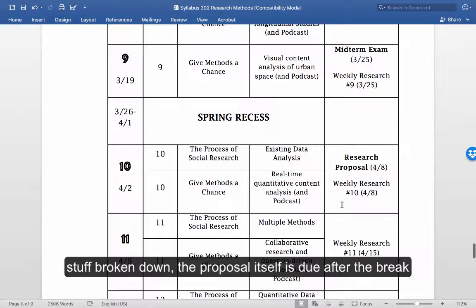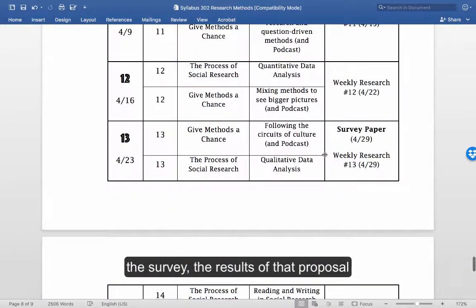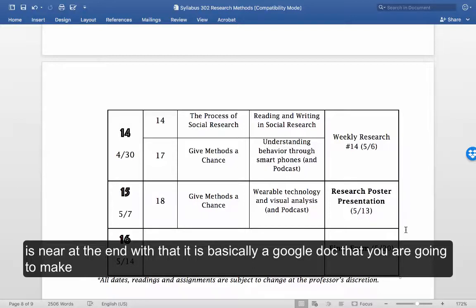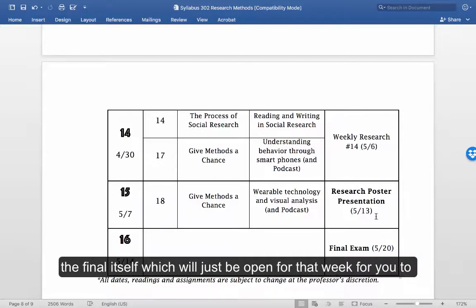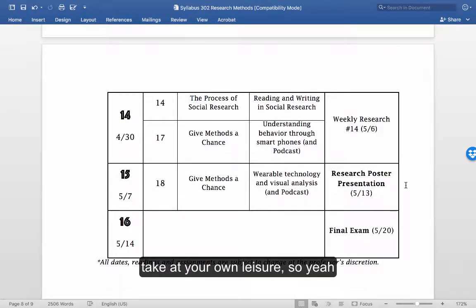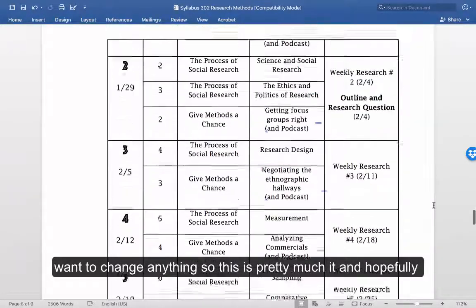The proposal itself is due after the break. The survey, the results of that proposal, right? And then the presentation that kind of brings it all together is near the end, and it's basically a Google Doc that you're going to make, a Google slide that you're going to make. And then the final itself, which will just be open for that week for you to take at your own leisure. And so, yeah, I can change stuff if I want to change stuff, but hopefully I don't want to change anything. So this is pretty much it.